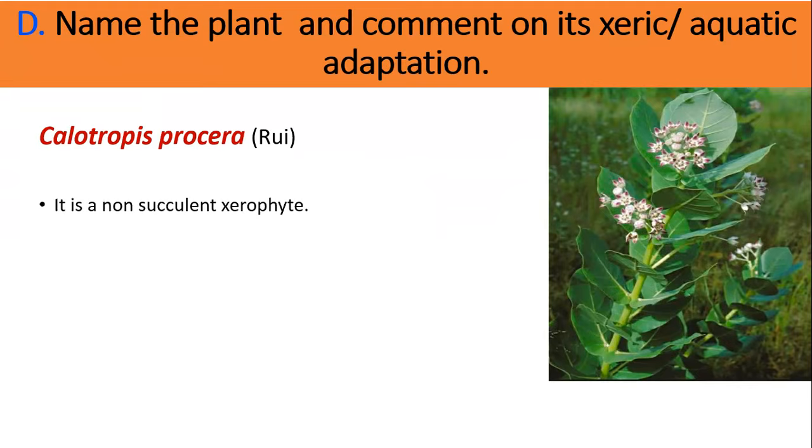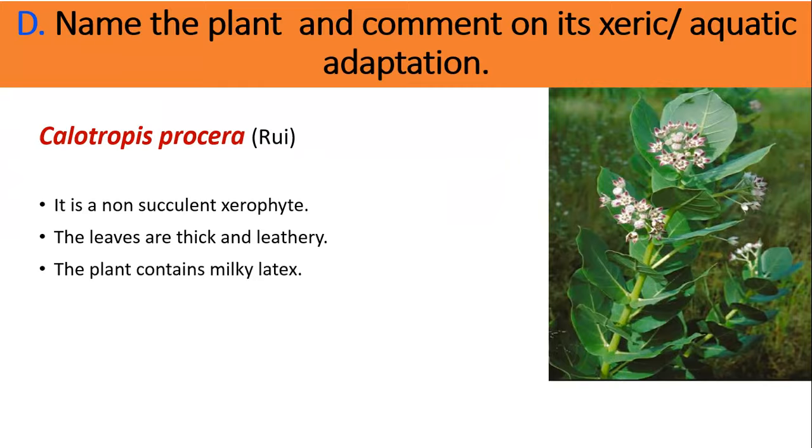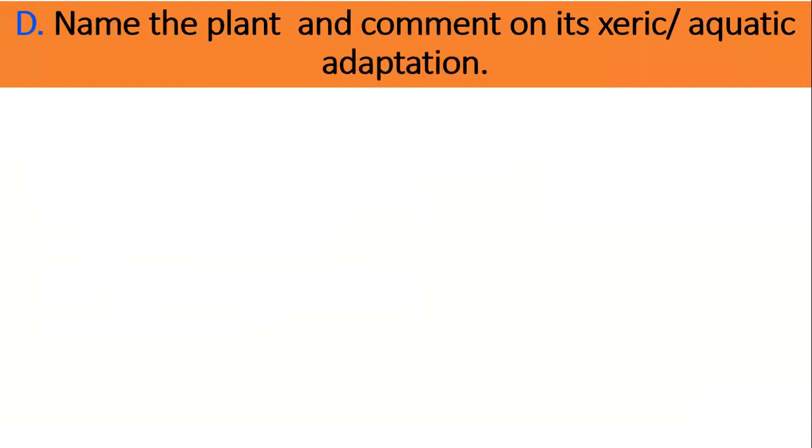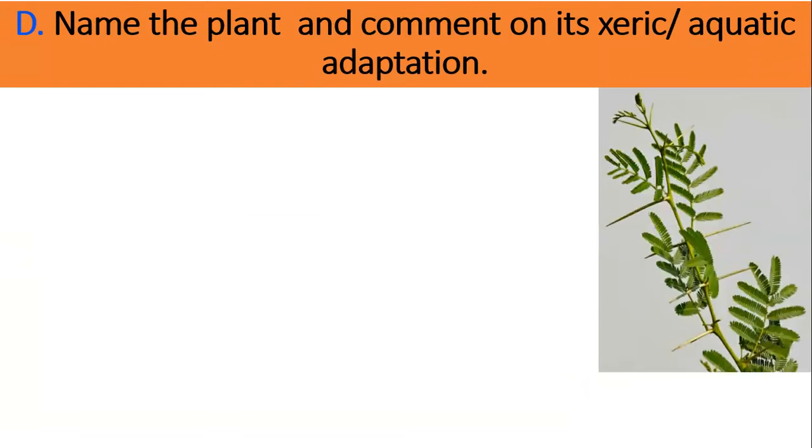It is non-succulent xerophyte. The leaves are thick and leathery. The plant contains milky latex. If you break the leaf of this Calotropis procera, you will see white sticky fluid coming out. That is Calotropis. Next, what you can get on D, if not Calotropis, you can see something like this. When you look at these thorns, it appears like babool. So here it is Acacia arabica.